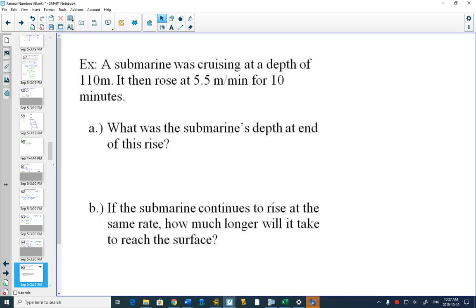It then rose at 5.5 meters per minute for 10 minutes. Okay? That means every minute it's going up 5.5 meters. What was the depth of the submarine at this time? So for 10 minutes, it's going up 5.5 times 10, which is 55.